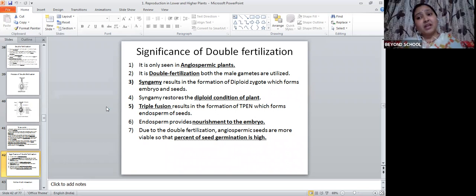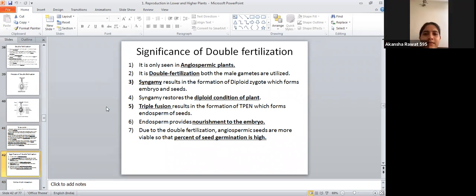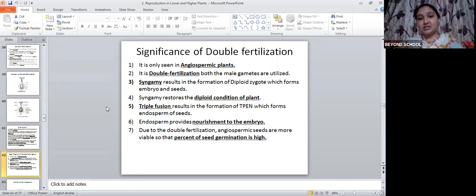Now, in this double fertilization, we know that two male gametes are present. Both the male gametes are doing the process and activity of fertilization. So, both the male gametes are utilized. Am I right, Akansha? Yes. Whenever the fertilization takes place, it results in the formation of a diploid zygote.